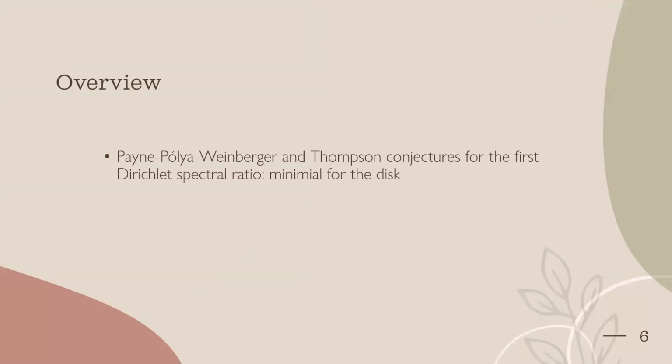So spectral ratios and spectral gaps have been considered for other problems. So first of all, Payne, Pólya, and Weinberger conjectured that the first Dirichlet spectral ratio, so the ratio of lambda 2 over lambda 1, was minimal for the disk in R2. Later on, Thompson made the same conjecture, but in higher dimension, so that the first Dirichlet spectral ratio was minimal for the ball in Rn for n greater than 3. And both conjectures were proved to be true. This was proven a few years later.